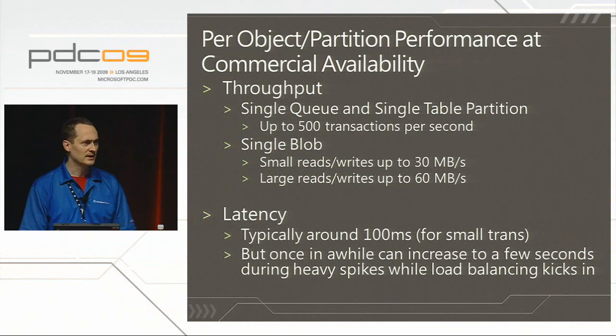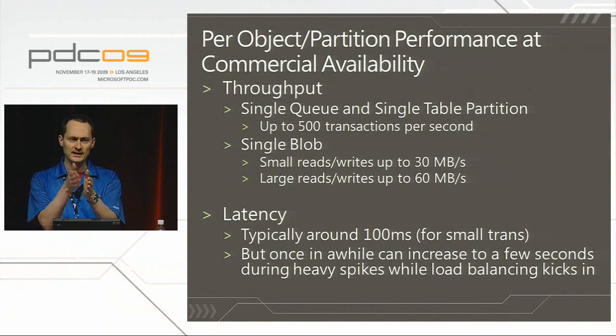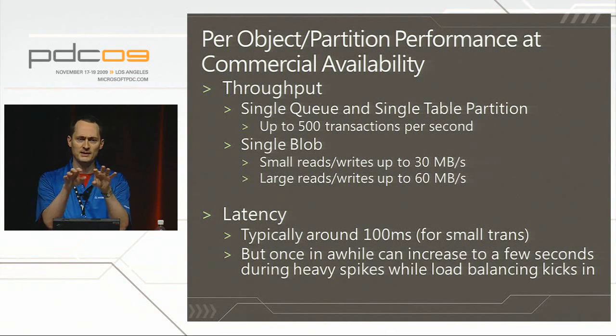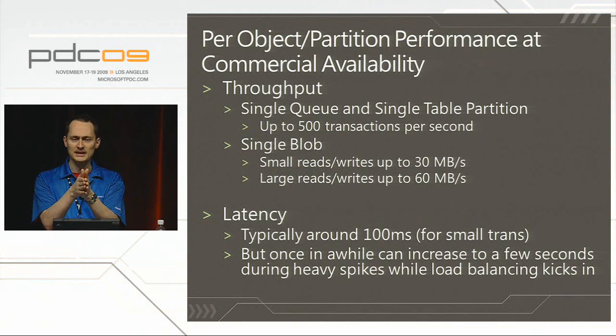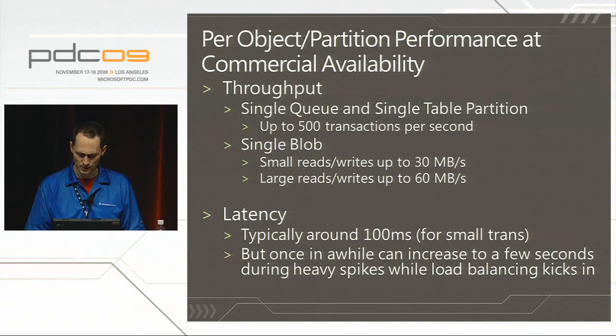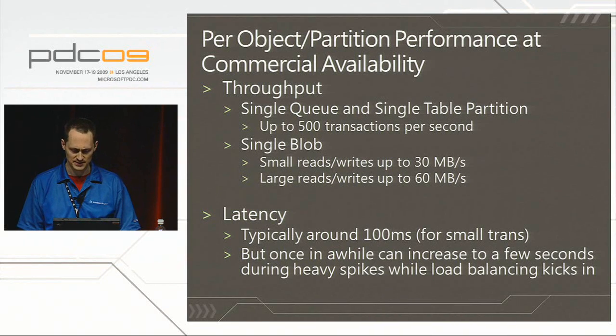The typical latency we see for small transactions is around 100 milliseconds. But once in a while, if a backend gets overloaded really quickly with a lot of load, while we take the time to decide how we want to load balance this, the latency could actually spike up to a few seconds. So you should be aware of that for your application. But once it's load balanced, the latency should go back to the typical 100 milliseconds.